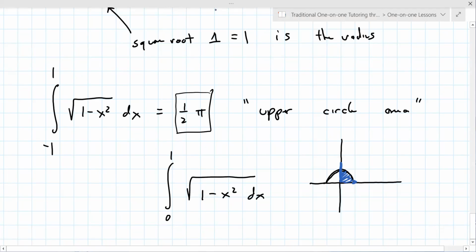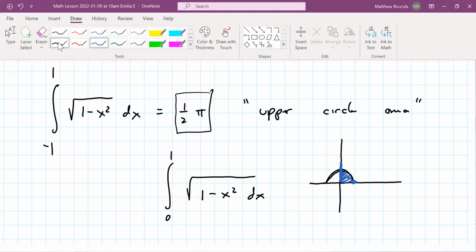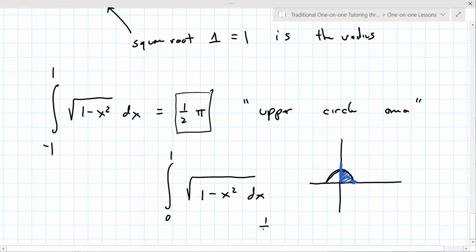All right. So this is the quarter circle, which would be pi r squared divided by 4. Or you can find the area of the whole circle and cut it into a fourth, which is the same thing, whichever way you like.